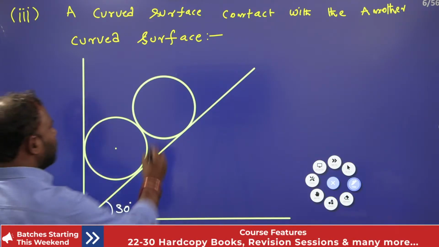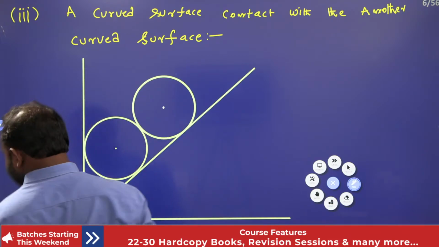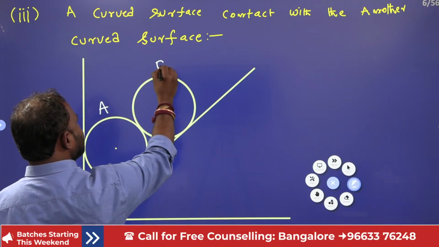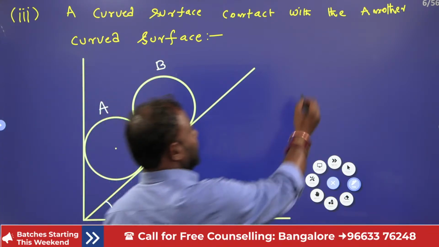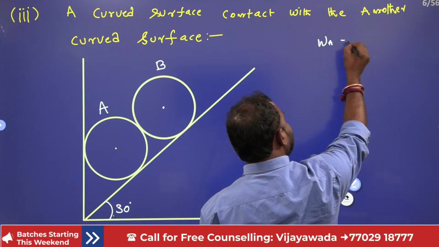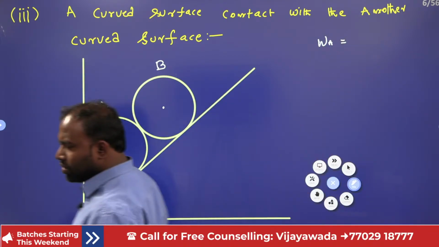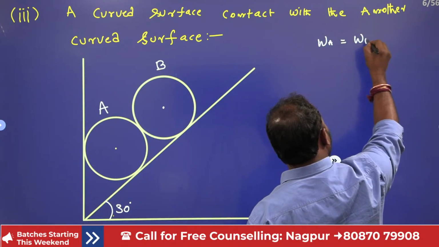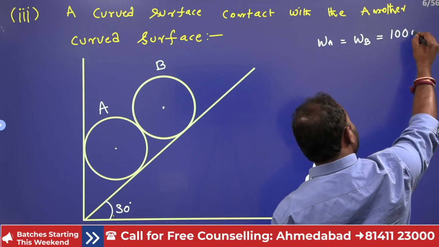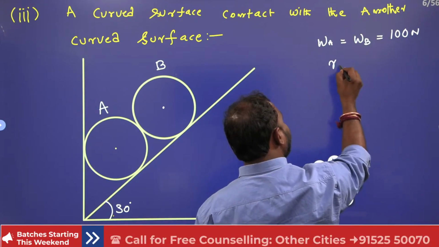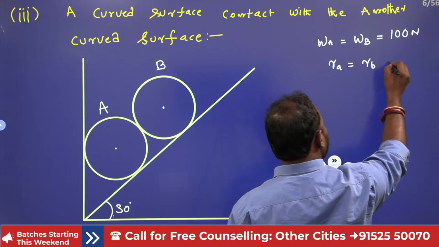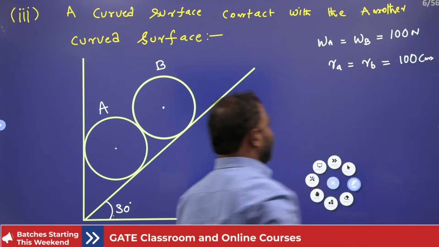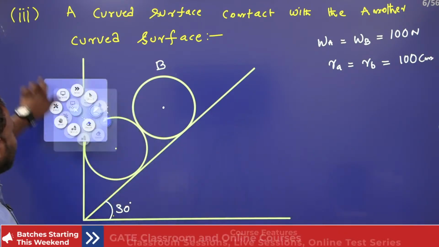Okay. Now say this is ball A and this is ball B. Ball A and ball B are having weight. Now the radius of A and the radius of B are equal to a. Taking that, see guys here, where the contacts are.